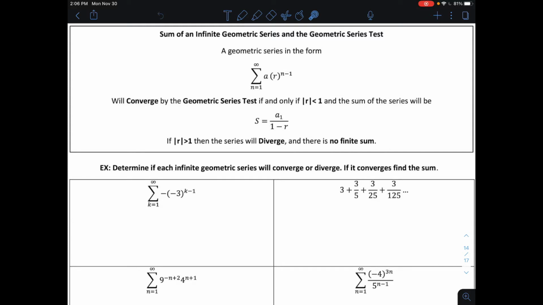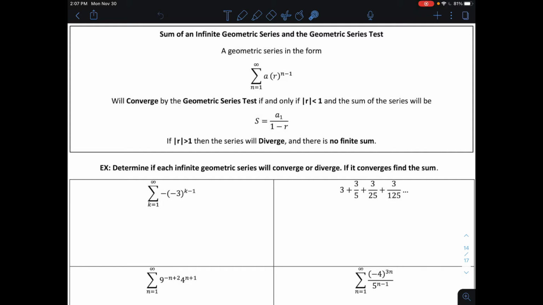And so an infinite geometric series is a series starting with n equal to 1 and adding an infinite number of terms together, or seeing what the sum approaches, of the explicit form of a geometric sequence, a1 times r to the n minus 1 power. The geometric series converges by the geometric series test if and only if the absolute value of r is less than 1. So if the absolute value of r is less than 1, then the sum of the series will be equal to the first term divided by 1 minus r.